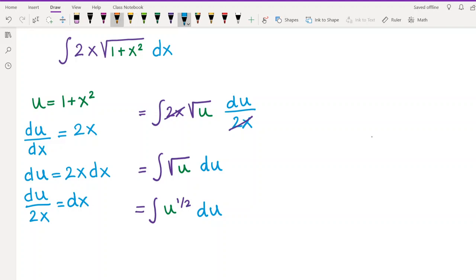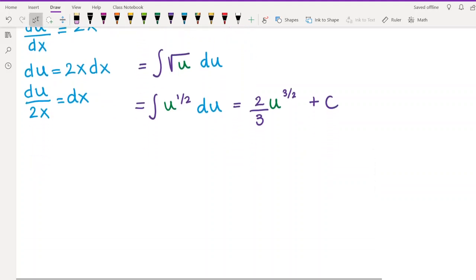So the antiderivative of u to the 1/2 would give you a new exponent of 3/2, right? Because you're adding 1 to the original exponent, and then you have to take the reciprocal of that. So it's u to the 3/2, and then the reciprocal of that is 2/3. And then we want plus c.